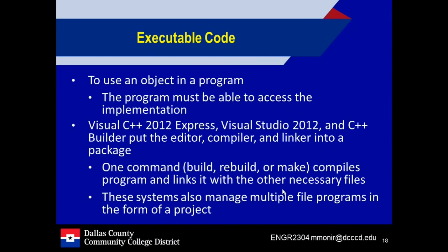Visual C++ 2012 Express, Visual Studio 2012 and C++ Builder put the editor, compiler and linker into one package. I was using Visual Studio Code, so I have to write the command. But if you are using Microsoft Visual Studio, everything comes in one package, and you just press Control F5 and it compiles everything, links it and gives an output file. In our case, where we used Visual Studio Code, I have to give that command.